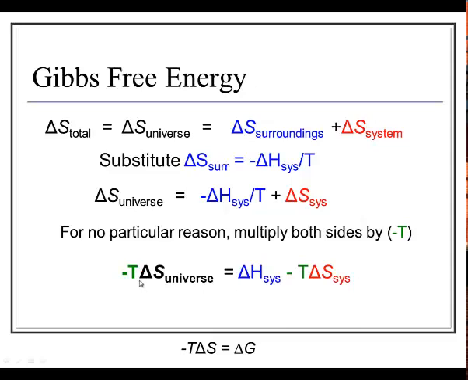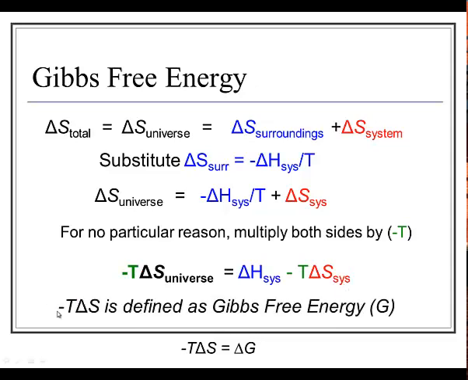And when we do so, we get minus T delta S for the universe is equal to delta H for the system minus T delta S for the system, which leads us to minus T delta S is defined as the Gibbs free energy, G. So here we are with the Gibbs free energy. So here's what I want you to remember. Minus T delta S in this equation is equal to the change in Gibbs free energy.